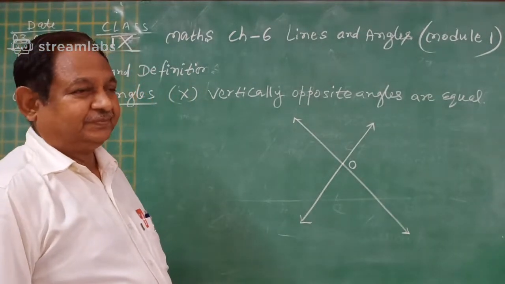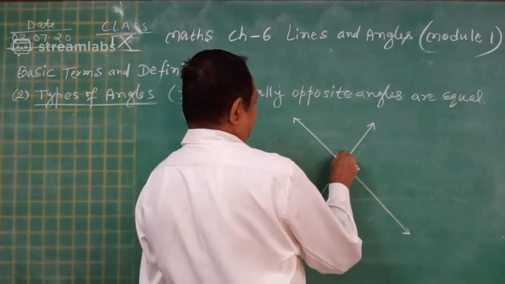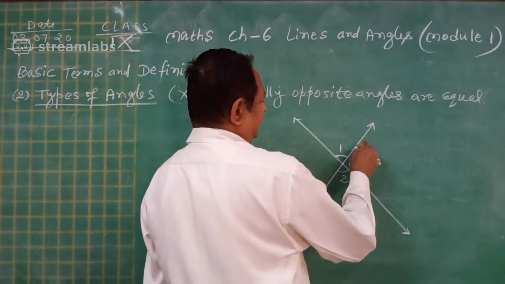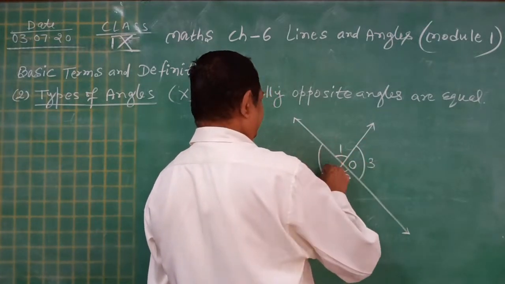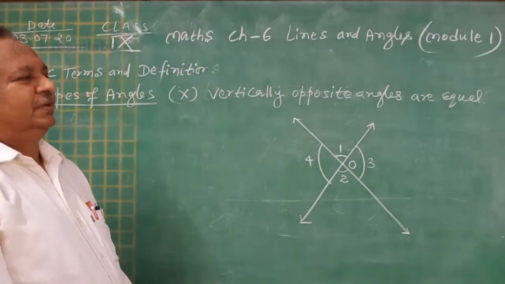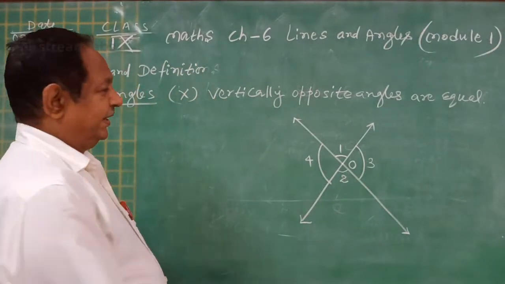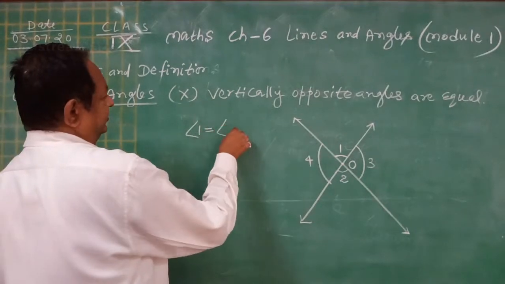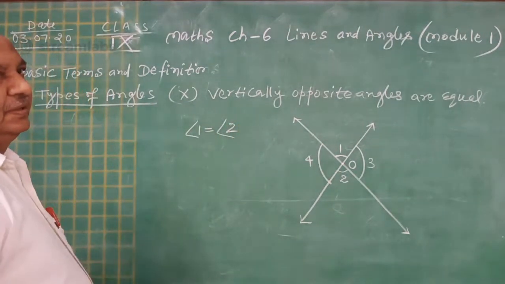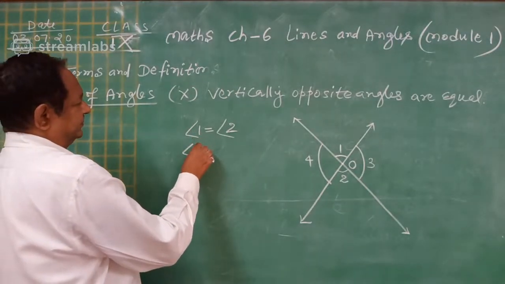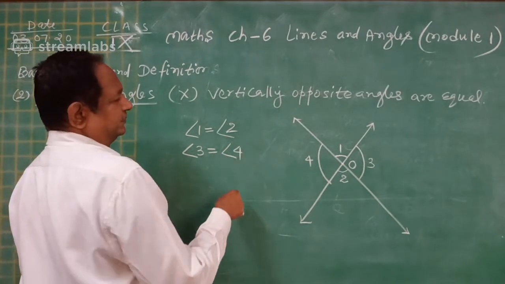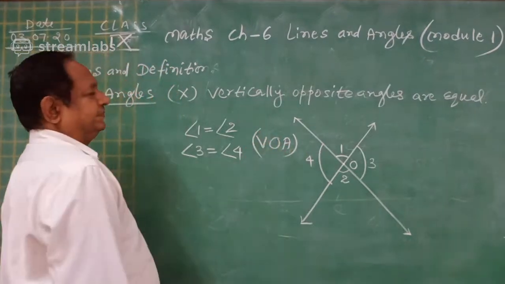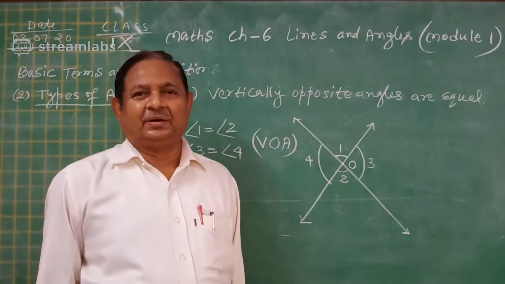At point O, there are four angles. Say angle number 1, angle number 2, this is angle number 3, this is angle number 4. So the vertically opposite angles are equal. Angle 1 is equal to angle 2, and angle 3 is equal to angle 4. In short, we will write VOA, which means vertically opposite angles.